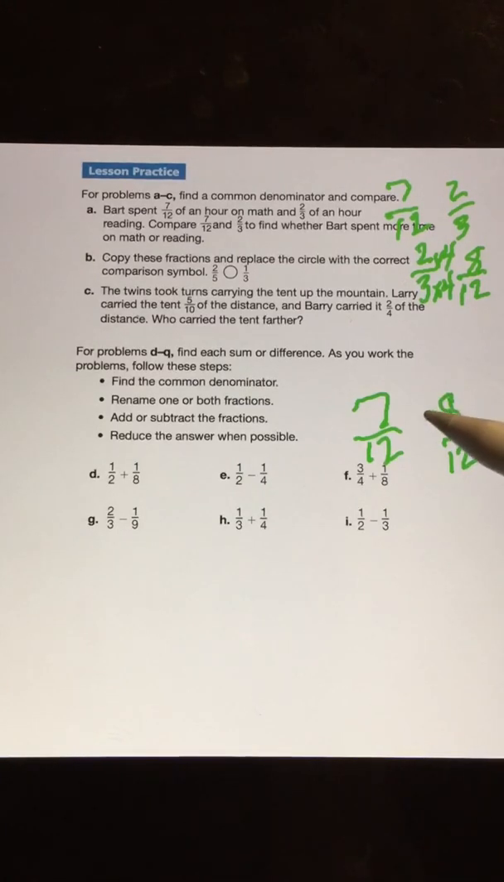I have a frog in my throat. There we go.